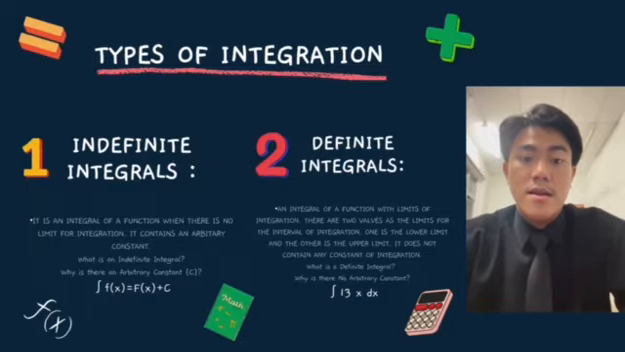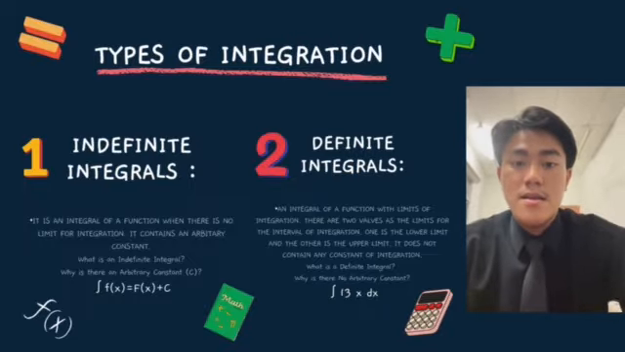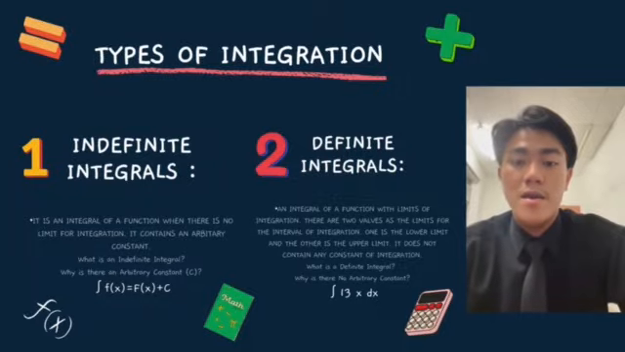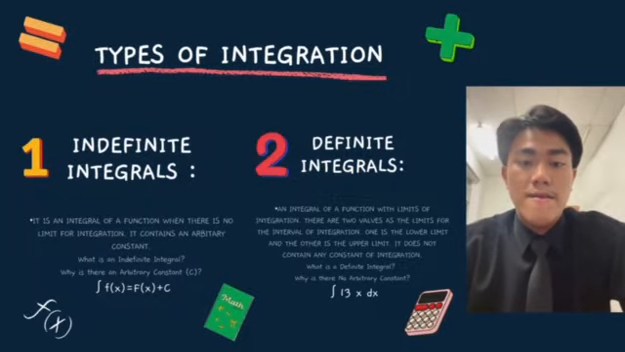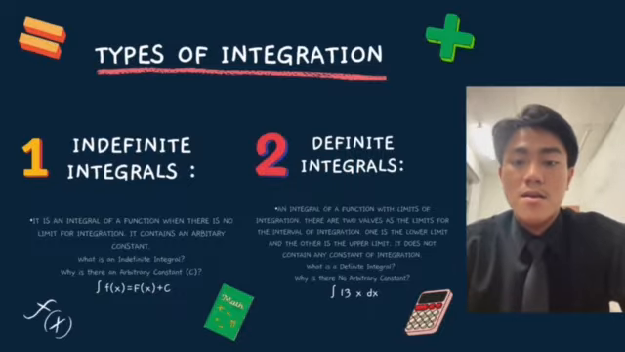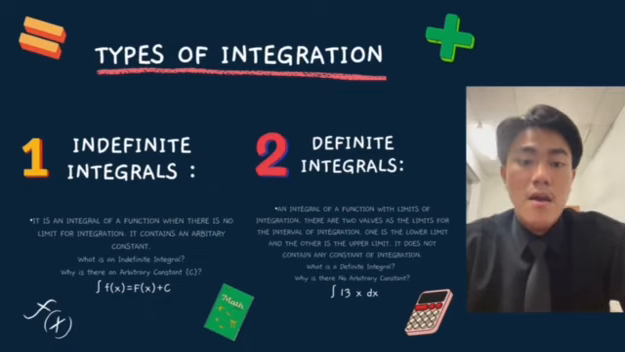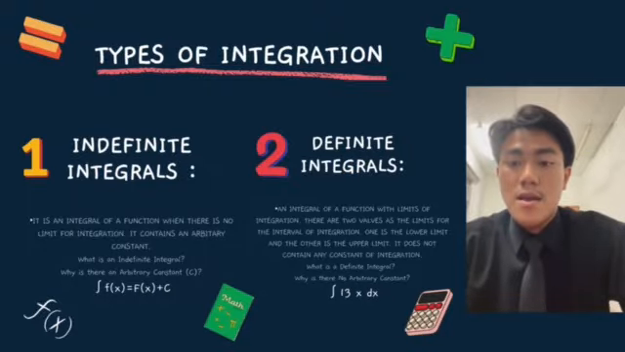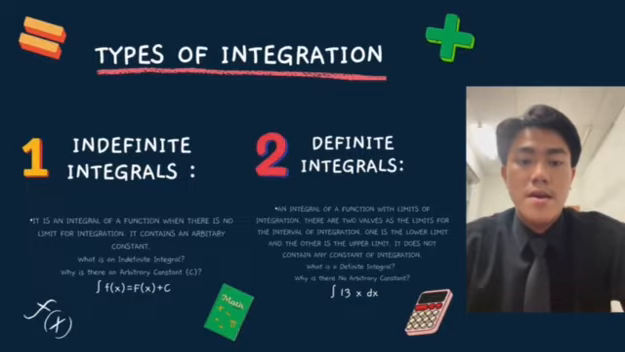What is a definite integral? A definite integral is an integral with specific limits known as the lower limit and upper limit. These limits define the area we want to calculate, specifically between two points on the x-axis. For example, if we want to know the area under the graph of a function between x equals a and x equals b, then a is the lower limit and b is the upper limit.